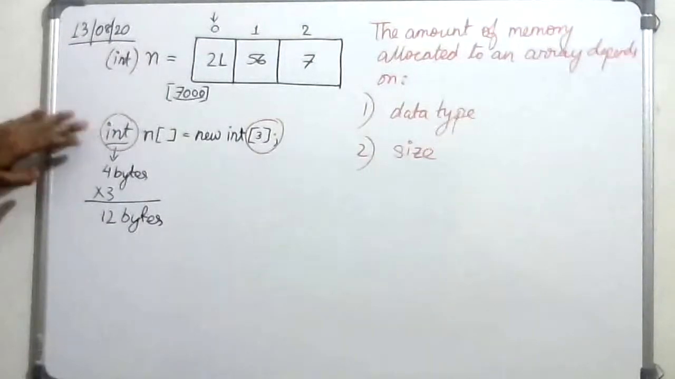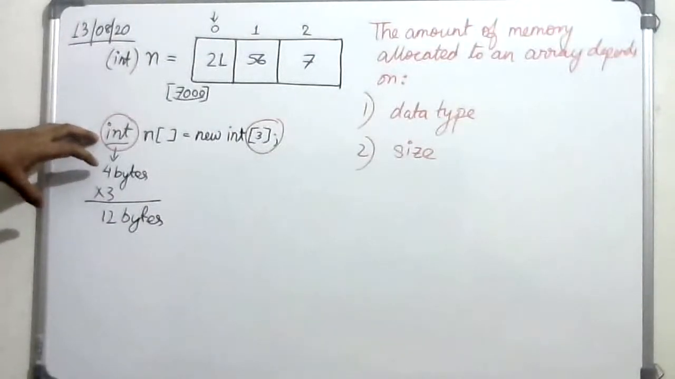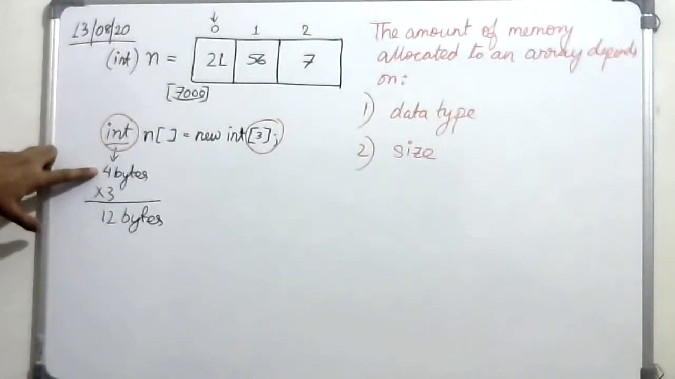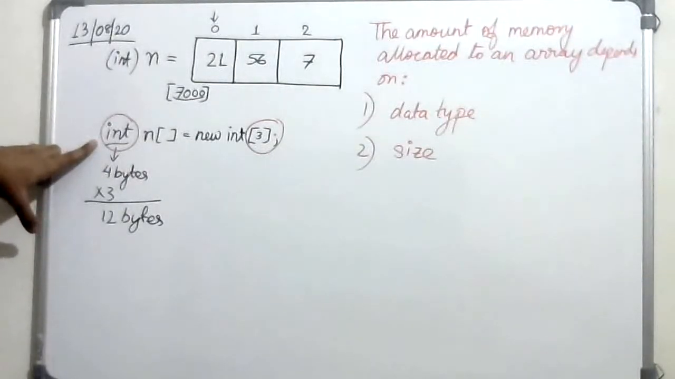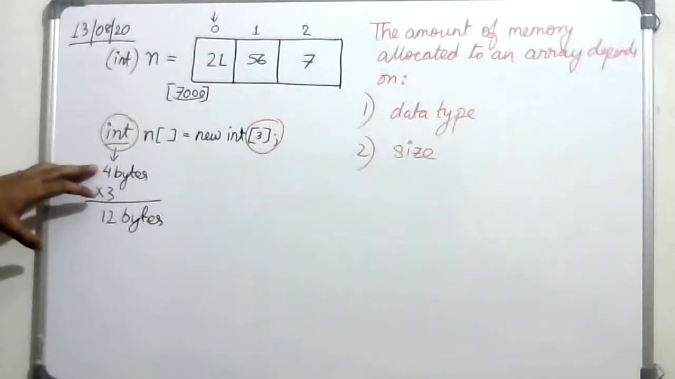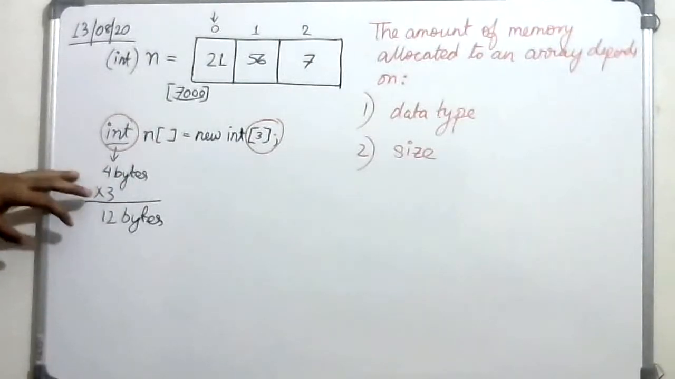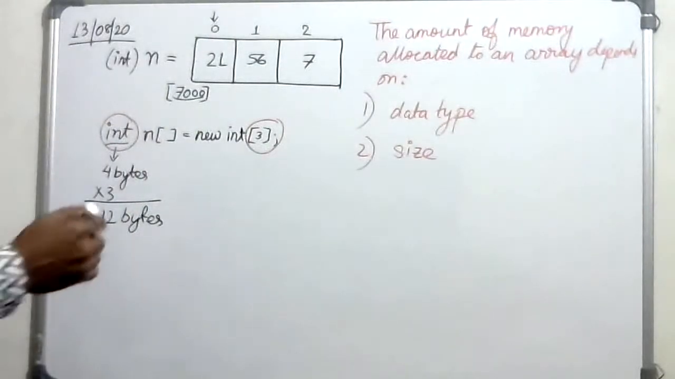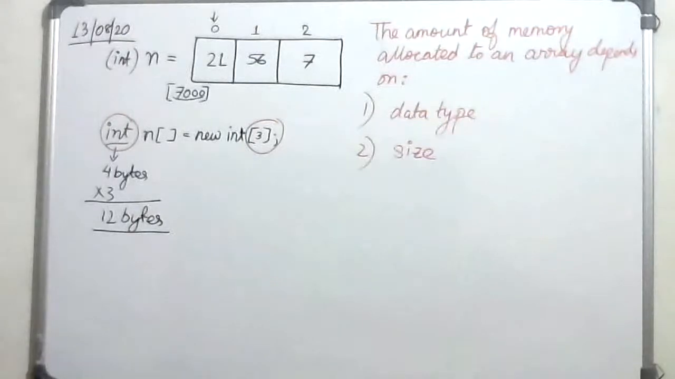Okay, in this particular case, as we can see, the array n is of int data type, and the total size of the array is 3. I know that integer takes up 4 bytes. 4 bytes is the size of an integer value, and there are a total of 3 values, so I just multiply them. 4 bytes for each integer value into the total number of values, which is 3 here. So I take up 12 bytes of memory. That's how to calculate the total amount of memory.